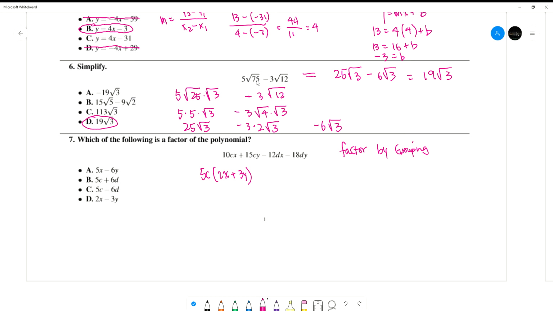So I see that there's a negative 6d. So when I factor that out, I have 2x plus 3y. Now I see the common binomial factor here is 2x plus 3y, and the other factor is 5c minus 6d. So I don't see 2x plus 3y, but I do see a 5c minus 6d over there. Any questions?